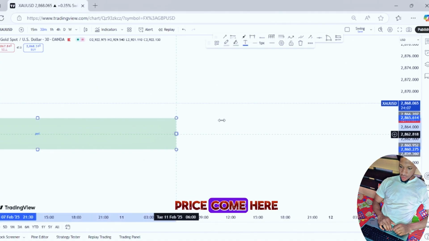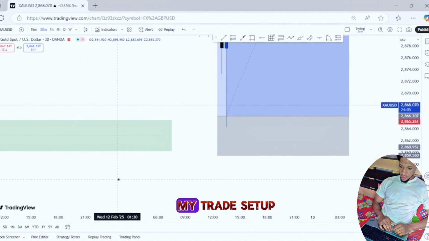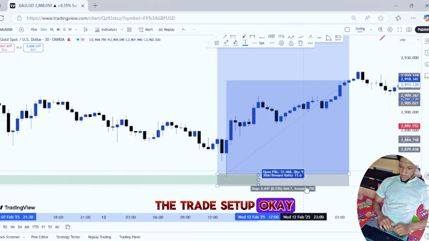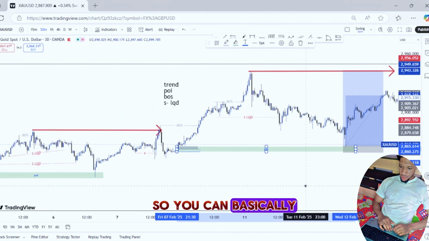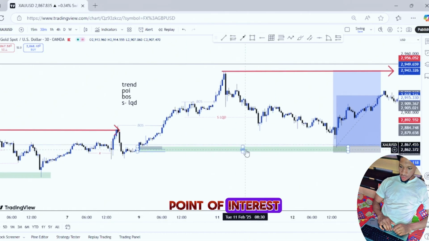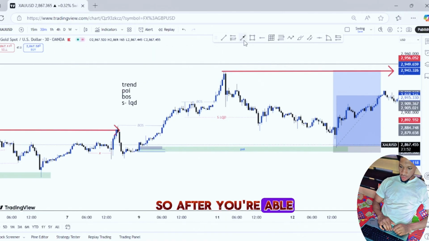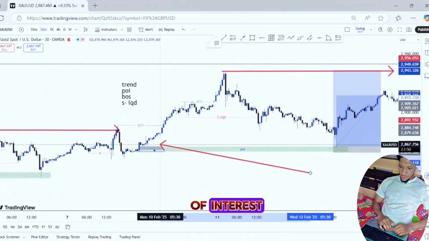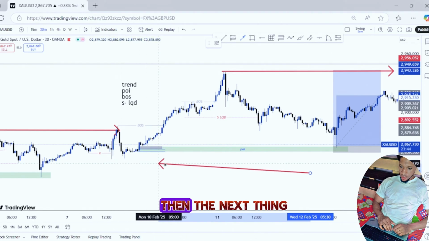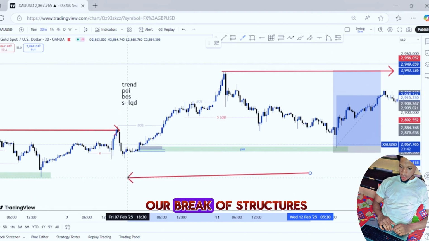So as soon as price come here, I'm going to be taking my trade setup. And this was exactly the place that I took the trade setup. Okay. So you can basically see how we are able to get our point of interest. So after you're able to get your point of interest, not just a random place, but a precise and a defined place of interest, then the next thing we're going to be pointing out our break of structures.